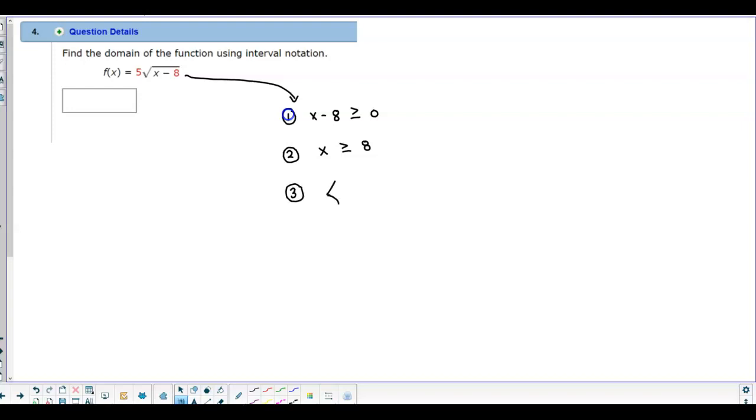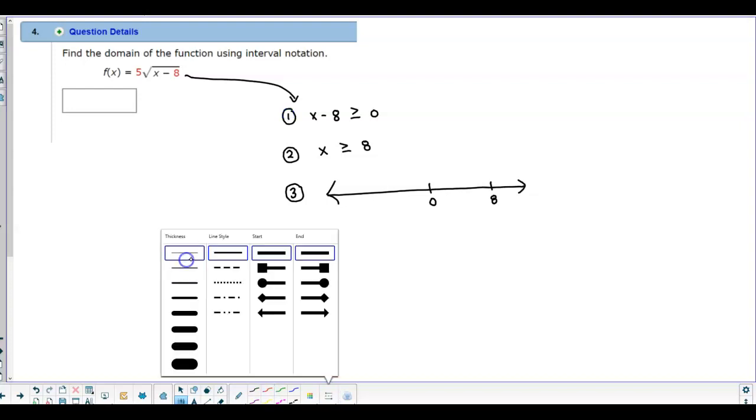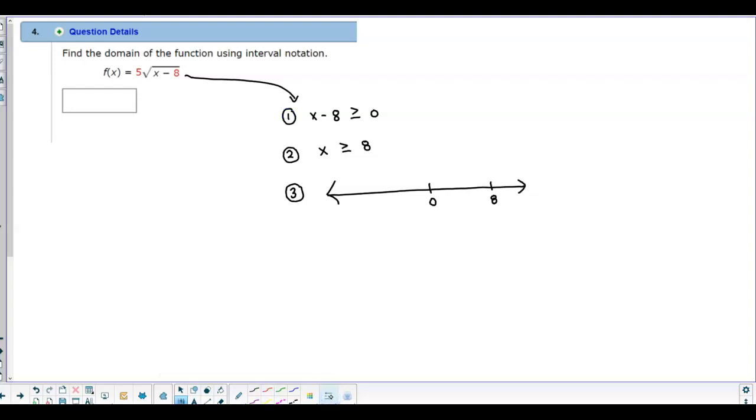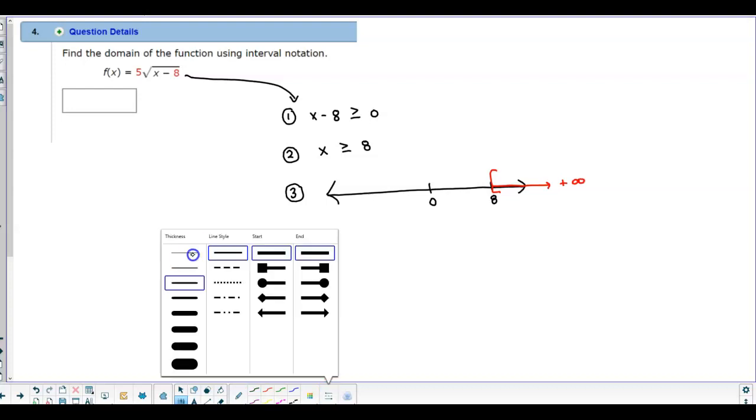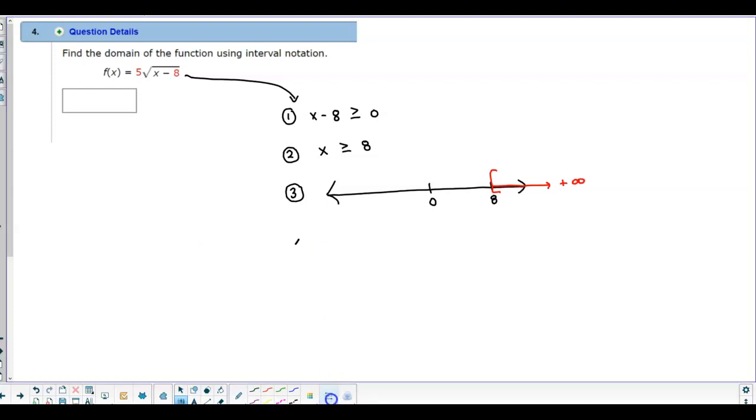Now, if we want to put this in interval notation, then we're going to graph this. We can see that at the number 8, what does it tell us? Well, it tells us that the number x has to be greater than or equal to 8, so we're going to have a bracket, and it's going towards positive infinity. And so therefore, in interval notation, our solution is the following. It's going to go from 8 to positive infinity.